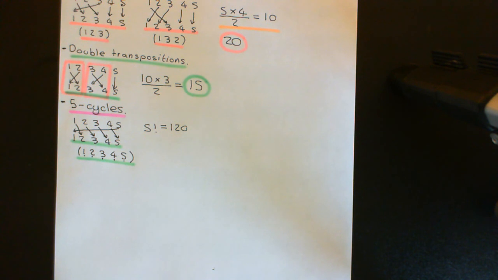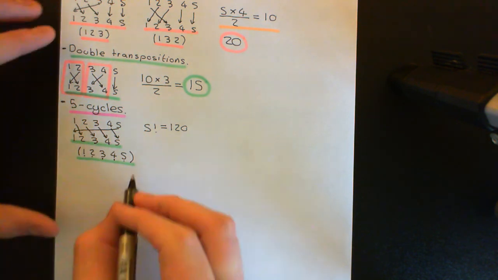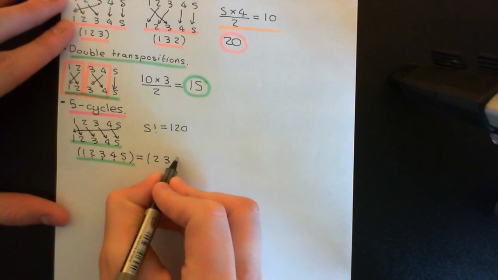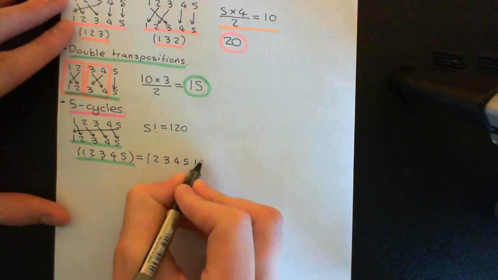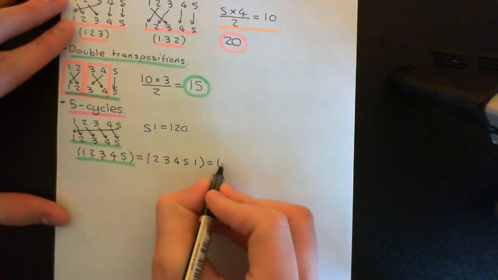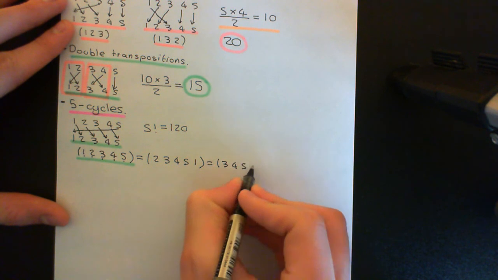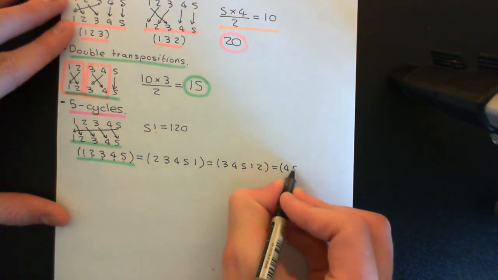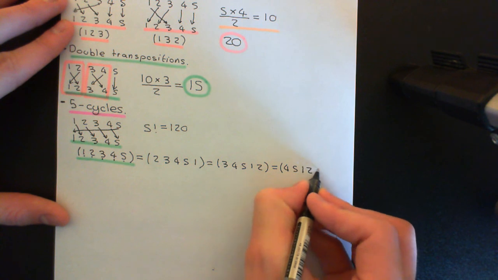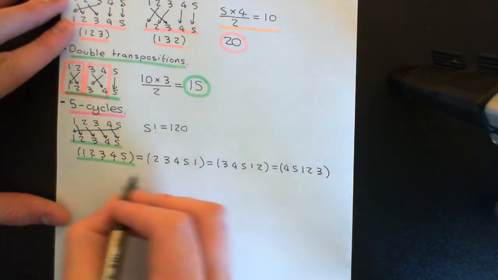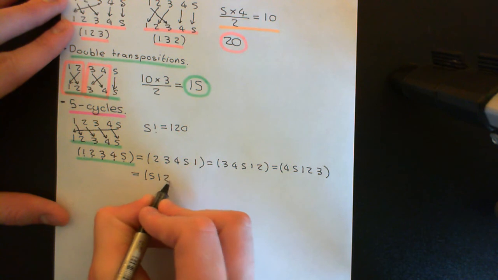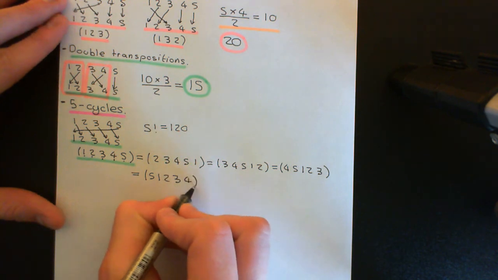Now, why are they not all distinct 5 cycles? Well, the reason is that this 5 cycle is exactly the same as this 5 cycle, 2, 3, 4, 5, 1, which is exactly the same as this 5 cycle, 3, 4, 5, 1, 2, which is exactly the same as this 5 cycle, 4, 5, 1, 2, 3, which is, just to finish this off now, exactly the same as this 5 cycle, 5, 1, 2, 3, 4.